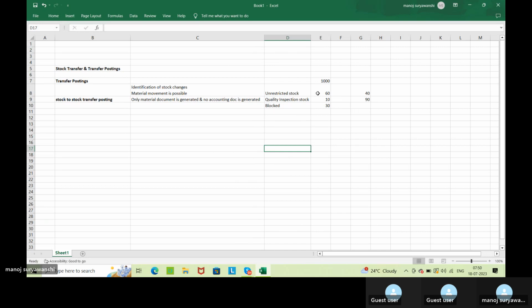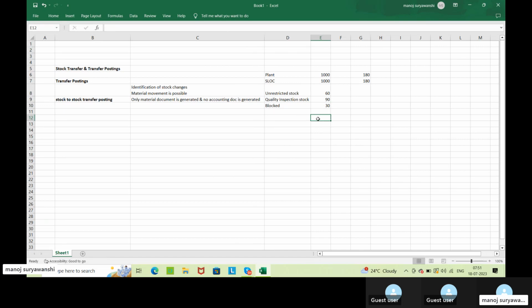So if you see, we had considered here 100 quantities initially, 50 quantities here initially, and 30 quantities in the blocked stock. So what was my stock at storage location? This is my storage location. How much quantity I had at storage location? 100 plus 50 plus 30, 180 quantities. And suppose this is the only storage location in my plant. What is my plant stock? 180 quantities. Now I am transferring 40 quantities from here to here. So it becomes 90 and it becomes 60.